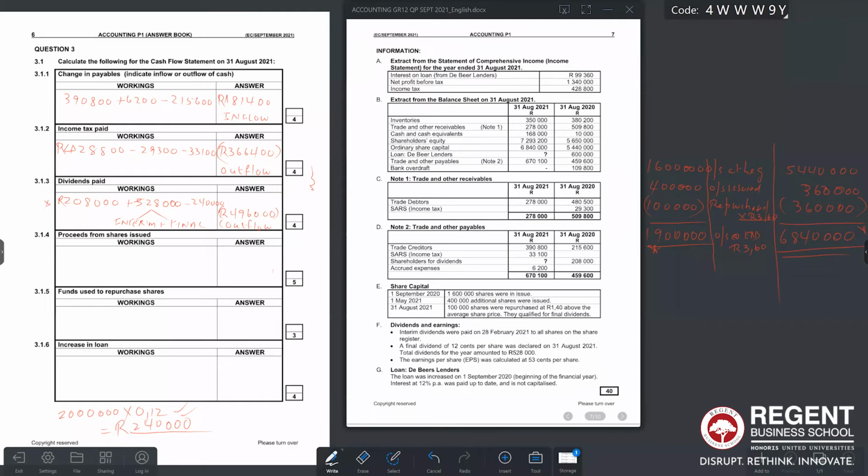The 400,000 ordinary shares that you issued, you get 1,760,000. And that's the proceeds from the shares that you issued. The answer here, proceeds from the shares issued, 1,760,000. That's your workings here, what I showed you.